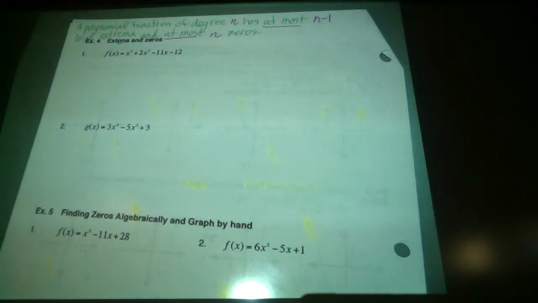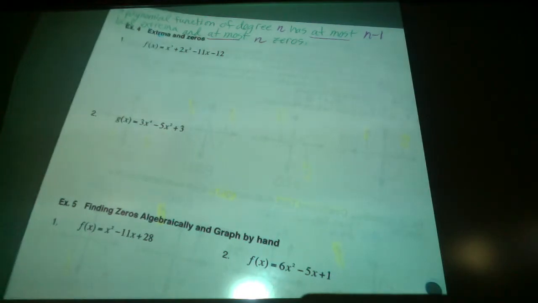You always have one less extrema than you have zeros, or a possibility of that. Notice it says at most because imaginary numbers can create fewer extrema and fewer zeros. As soon as you have that written down, we're going to look at the first page again and explore this. Well, hang on, we're not getting to that yet. So let's look over here.